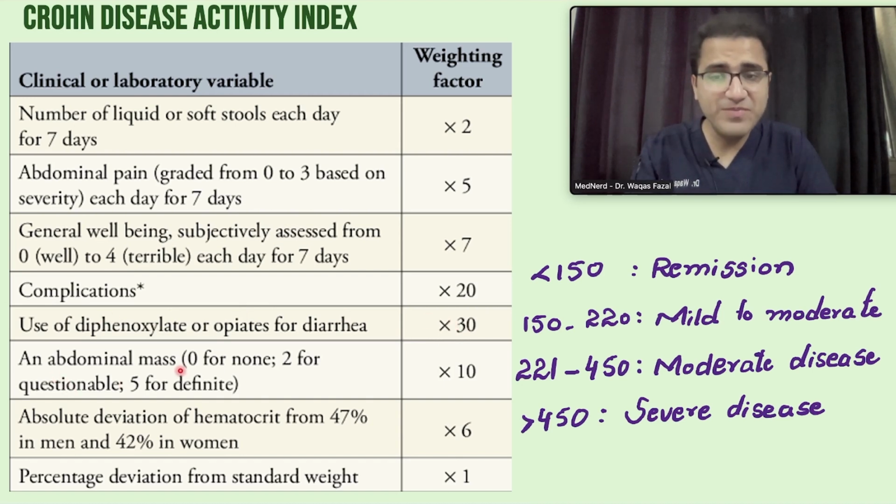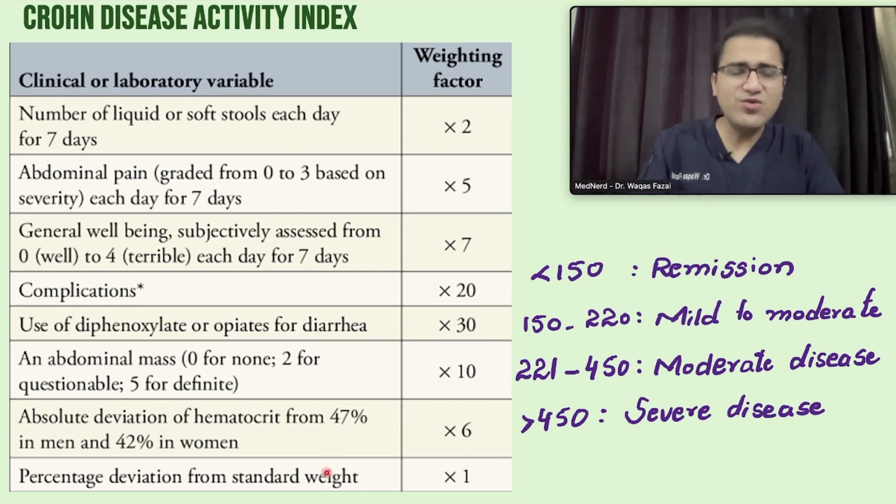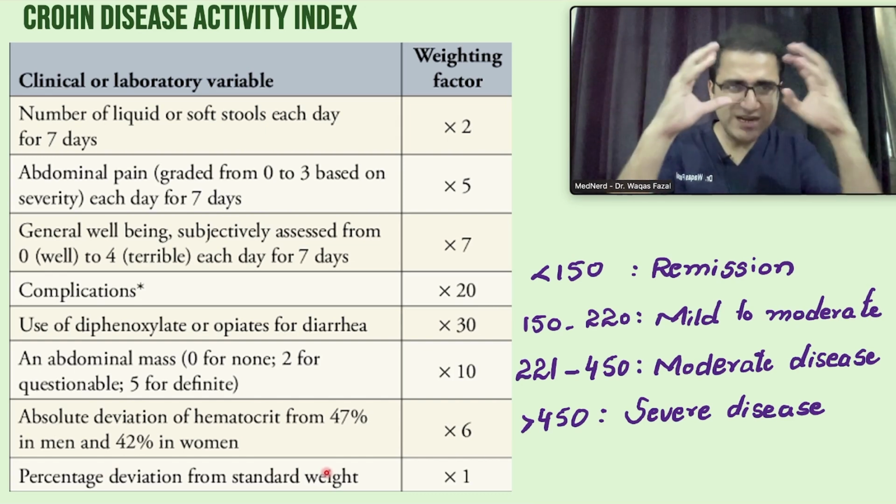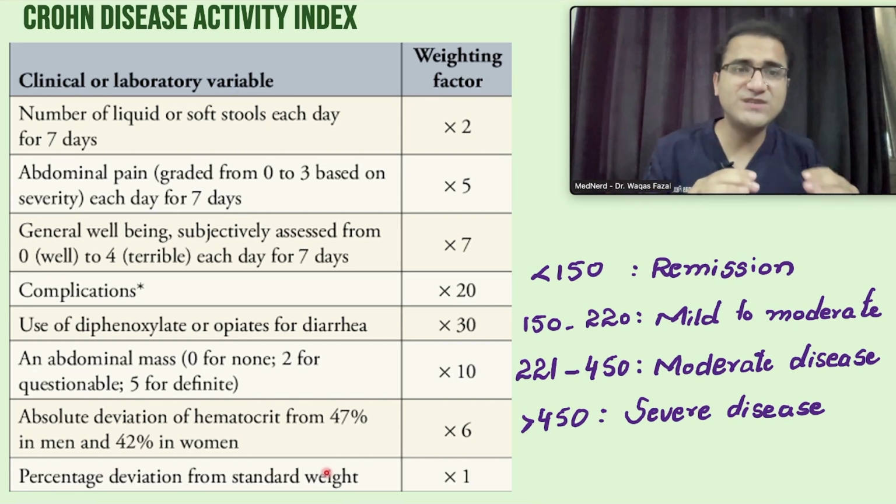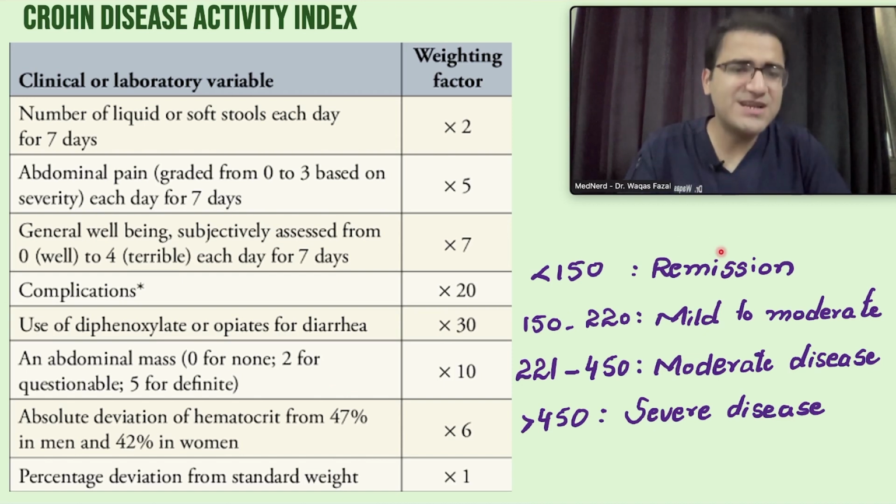Abdominal pain, abdominal mass, absolute deviation of hematocrit, percentage deviation from the standard weight. Now you add up all these values that you are getting, and if they are less than 150, the patient is in the remission phase. If they are greater than 450, the patient has severe disease. If they are in between, then they can be mild to moderate or moderate disease.